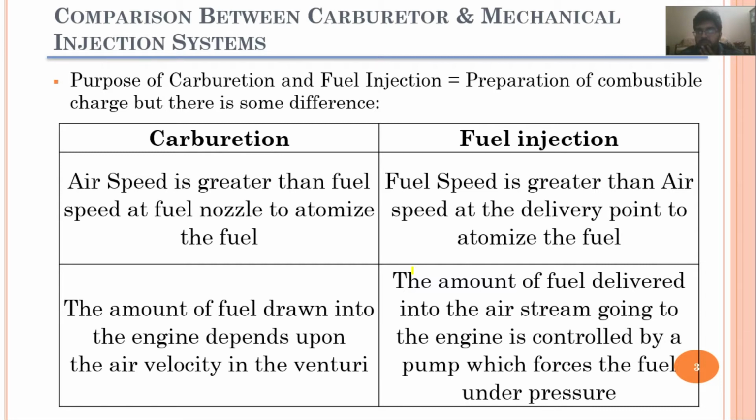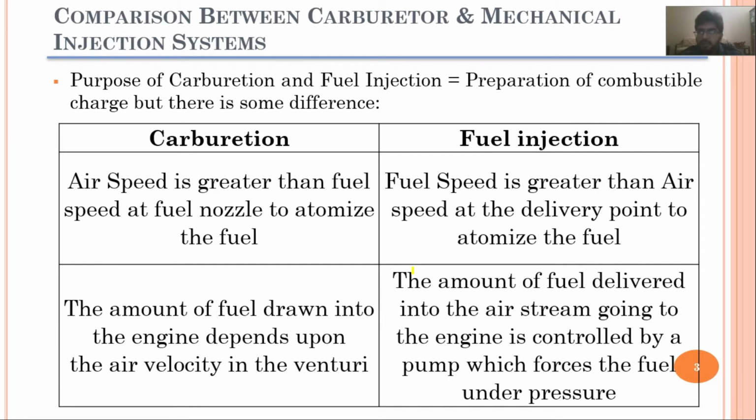So the first difference is that in carburation, the air speed was high and it was taking the fuel from the float chamber by producing the venturi effect at the venturi throat, and it was not only taking the fuel from the float chamber, but also atomizing the fuel. But in fuel injection, the fuel speed is higher. Fuel speed is greater than the air speed. That is the main difference, and because the fuel speed is higher, the fuel is atomized.